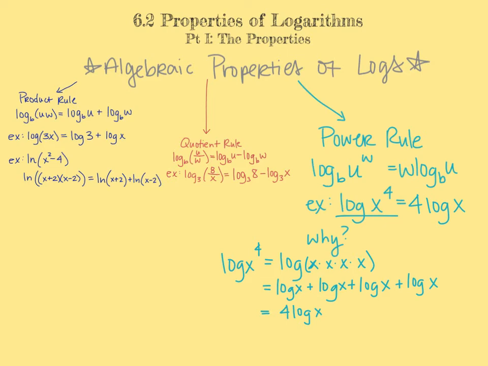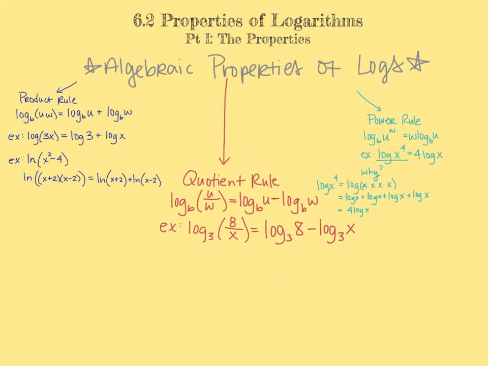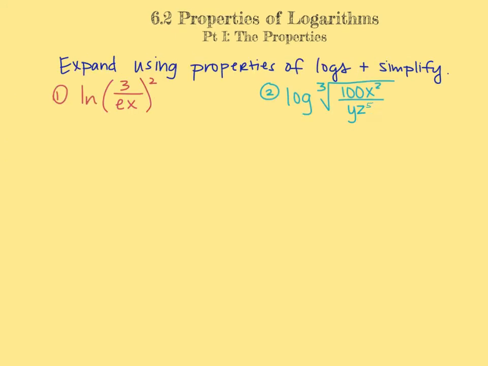We can use these 3 algebraic properties of logarithms in order to expand and to simplify logarithmic expressions and equations. Let's take a look at these first 2 here. We want to expand each one of these logarithmic expressions or terms using the properties of logs, and then we want to simplify as much as we can. So in our red problem, number 1, we have the natural log of a quotient, a product in the denominator, e times x, and then we also have a power. So we're going to actually be using all 3 of our properties in one problem.